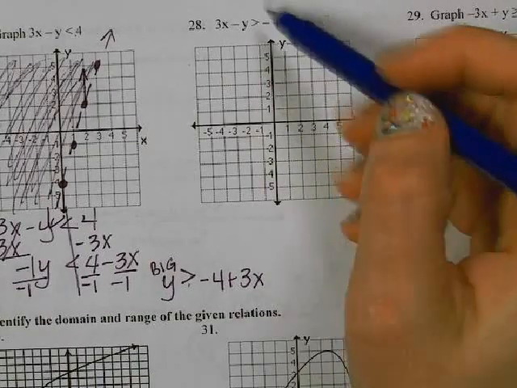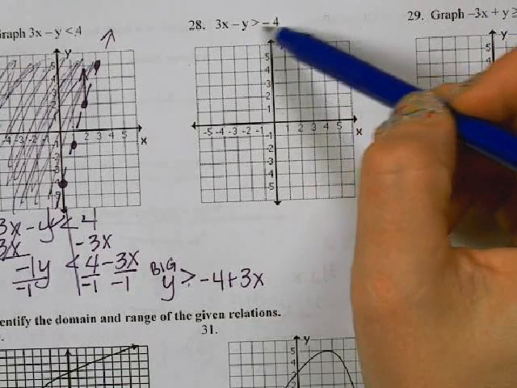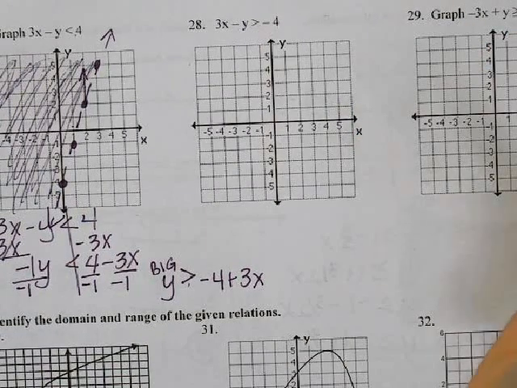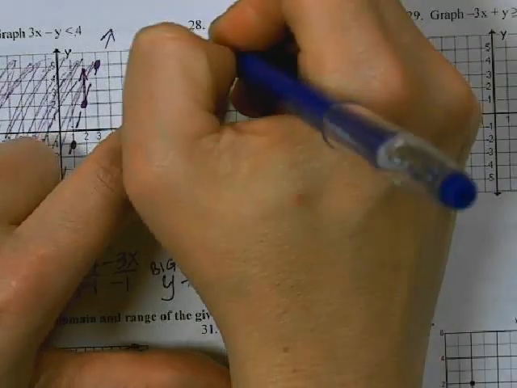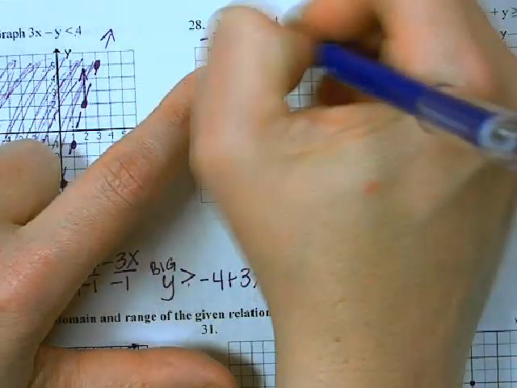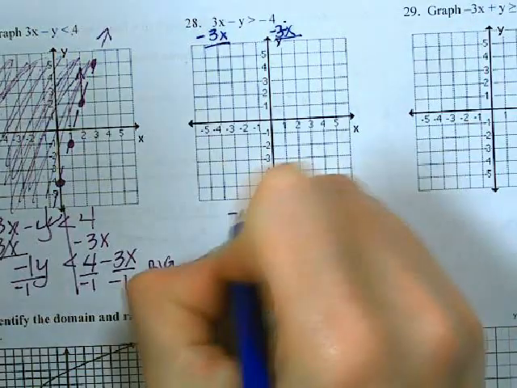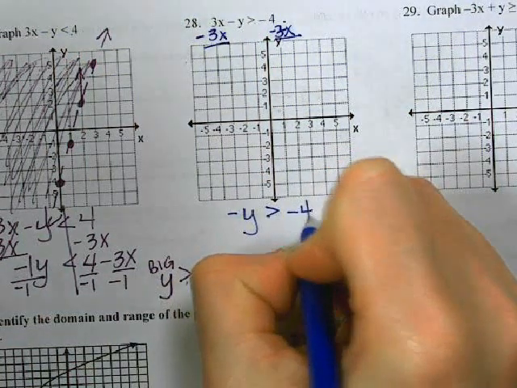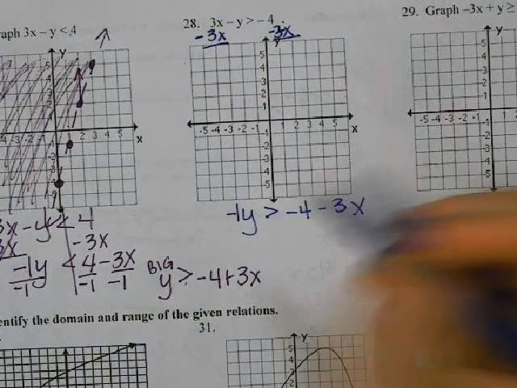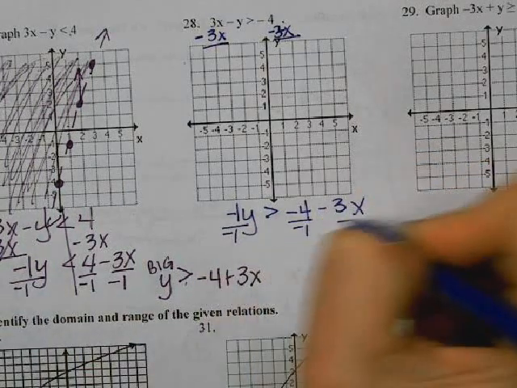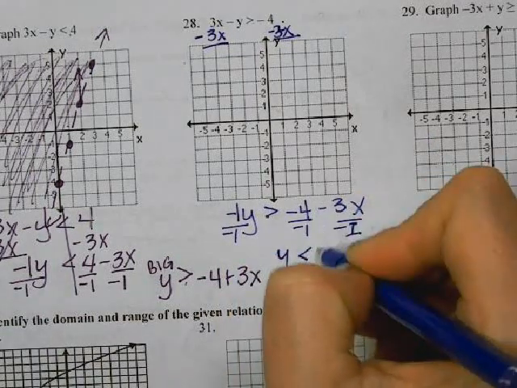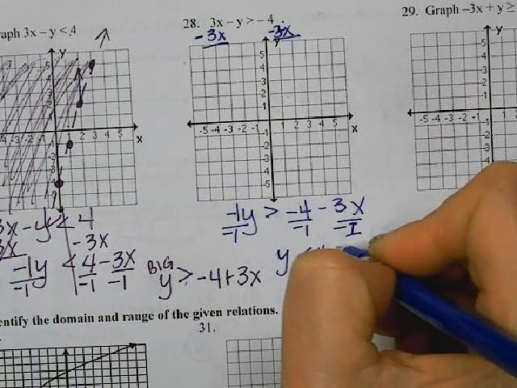Okay, 28. Same problem, different symbol here and here. You're going to do the same steps. So we're going to end up subtracting 3x from both sides. So this gets me, I'm going to write it down here, negative y is greater than negative 4 minus 3x. There's a 1 hiding, so divide by negative 1. That means I have to flip the inequality symbol. So this is y is less than positive 4, and this is positive 3x.